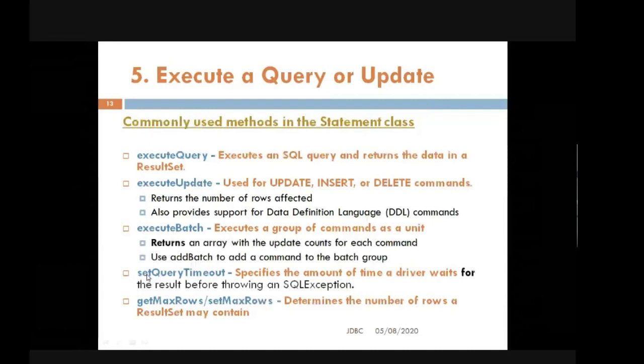Similarly, set query timeout is a method used for setting the timeout period for the connection. Then there are two other methods: get max rows and set max rows. Get max rows gives the maximum number of rows that can be affected by the particular query.